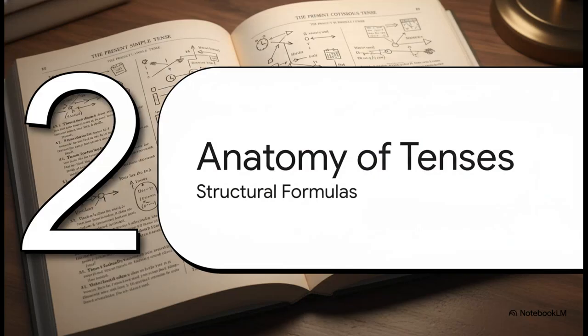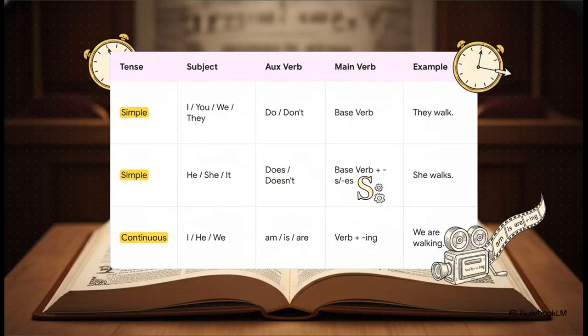Moving on to Section 2, the anatomy of tenses, looking at our structural formulas. Let's look under the hood at the mechanics here. For the present simple, we rely almost entirely on the base verb. Honestly, the only major structural quirk you need to remember is that crucial third-person S or ES for he, she, or it, like she walks.